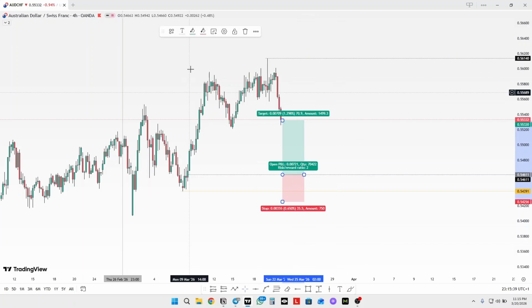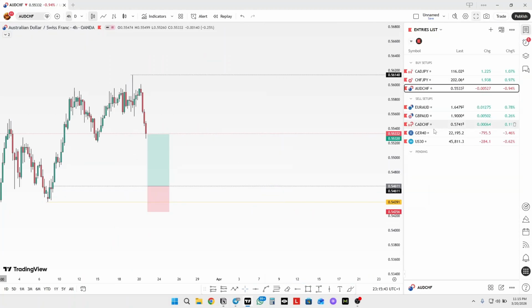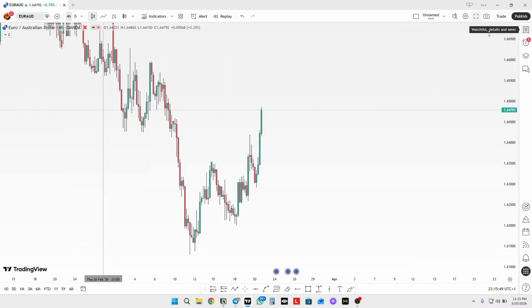Yeah. So the next pair, let's look at Euro AUD for the sell setup. Based on what we've discussed so far, we have to follow the same principles, right? We have to follow the same principles.